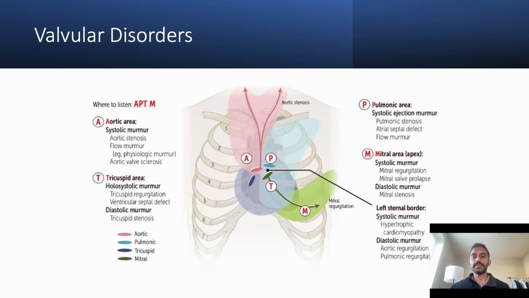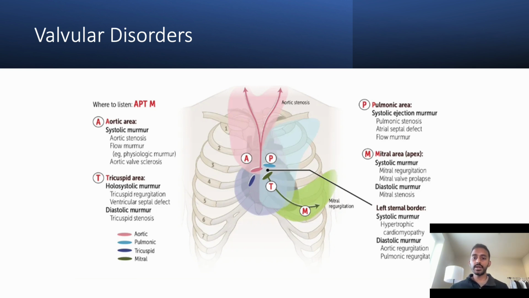So I just want to go over the valvular disorders because there are quite a few questions on murmurs on boards. So the 4 listening posts, all physicians take money, are aortic, pulmonic, tricuspid, and mitral. At aortic area, the high yield to know is aortic stenosis. At pulmonic, the high yield is pulmonary stenosis, atrial septal defect, and flow murmur.